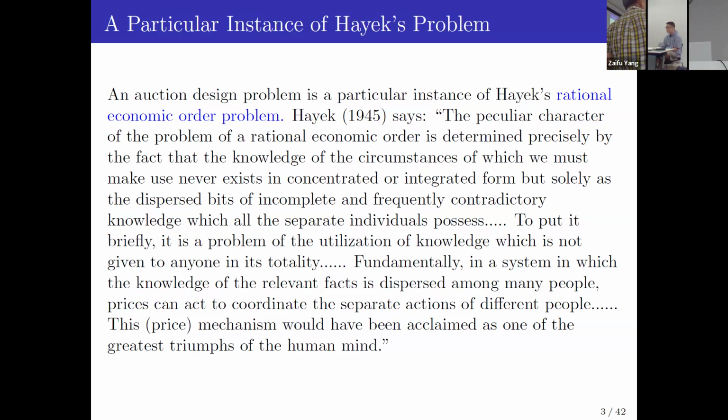Which article is it? The Use of Knowledge in Society. It's an AER paper, American Economic Review. Did he mention that price is the most efficient way? Yeah, this is the message. Does he talk about the incentive compatibility of market mechanisms? No, he didn't, like Hurwicz about incentive compatibility. But in this paper he mentioned that private, incomplete information is extremely important for economic analysis.